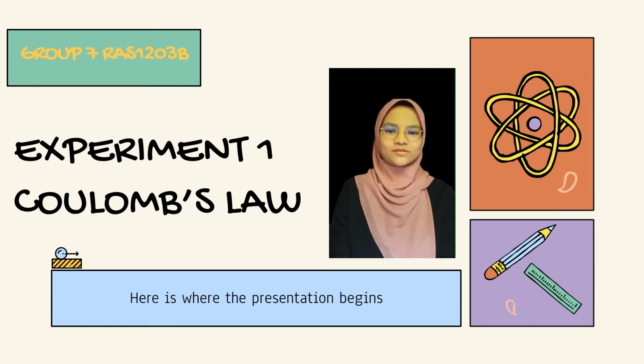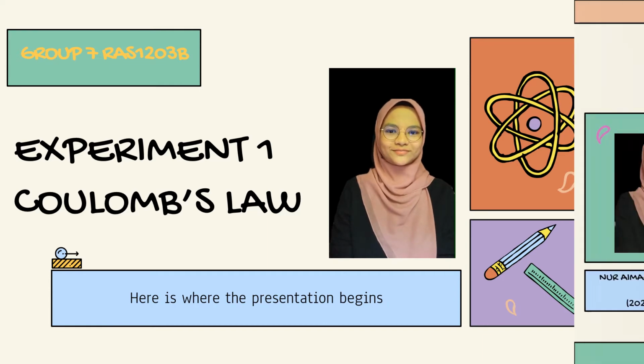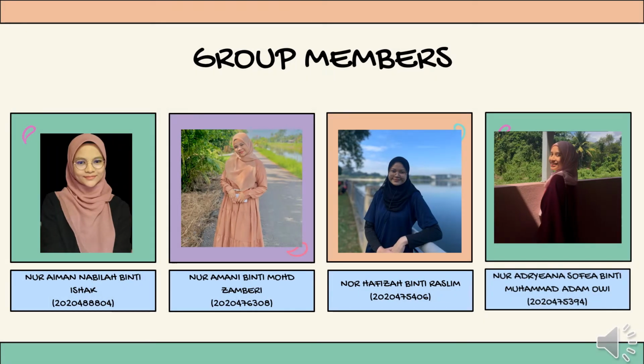My name is Nur Aiman Nabila binti Ishaq. My matric number is 20204888804. I'm the representative of Group 7 who would like to conduct a presentation about Experiment 1 titled Coulomb's Law. And this is my group member.